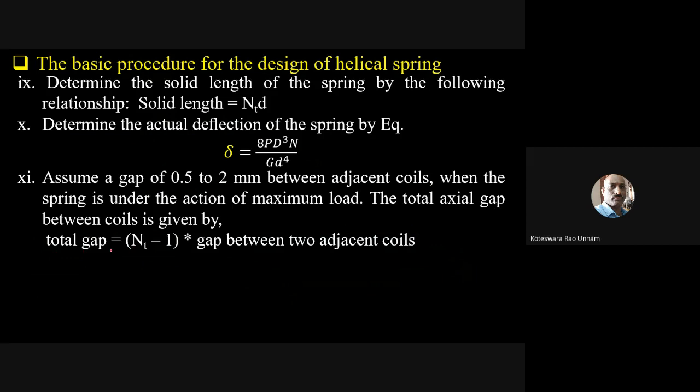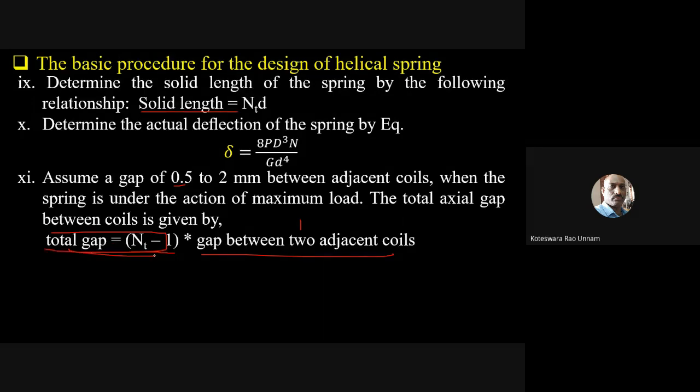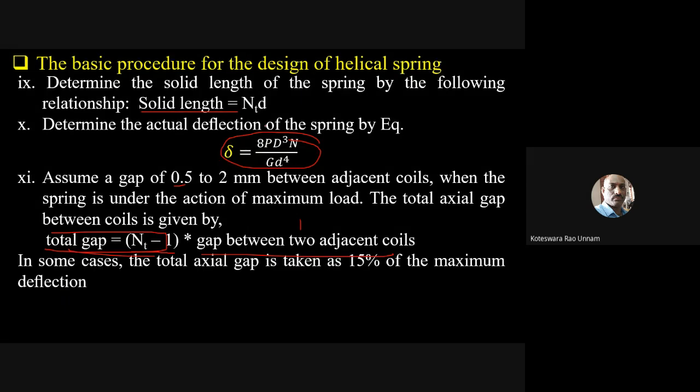Then the total gap is the total number of coils minus 1 into the gap. If I take this as 1 mm, I multiply by 1. If I take 0.5 mm, I multiply by 0.5. Or some other value between 0.5 and 2, I take that value and multiply. Then we get the total gap. Then I know the solid length, I know the total gap, and I know the delta. Using these three parameters, I can calculate the free length of the spring.